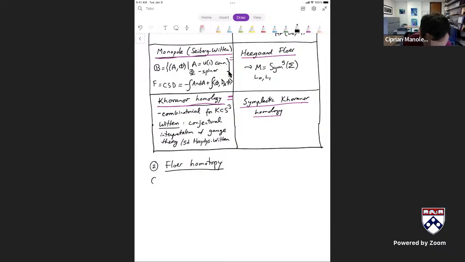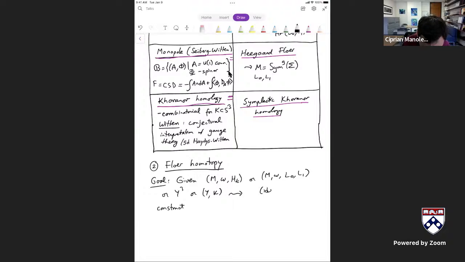Okay, so what is the goal? The goal is, given the same data as in Floer homology, for example, a symplectic manifold and a Hamiltonian, or two Lagrangians, or a 3-manifold, or a 3-manifold and a knot, we want to do more than a homology. Ideally, we want to construct a space X with the homology of X being Floer homology, and X should be invariant up to stable homotopy equivalence.